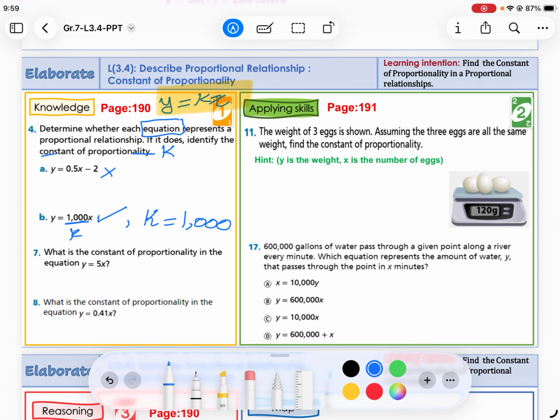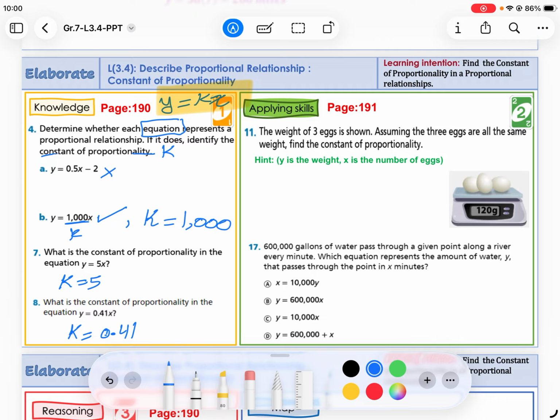Second question. Number 7, again the same idea. What is the constant of proportionality? They're asking you here just to find k. So where is k? k will be 5. That's it. We're done. Next one. Again, what is the constant of proportionality here? Again, they're asking you for k. k is equal here to 0.41. Like we mentioned earlier, k could be a whole number, it could be a decimal, it could be a fraction, it could be any number that you guys know from real numbers. So that's it.